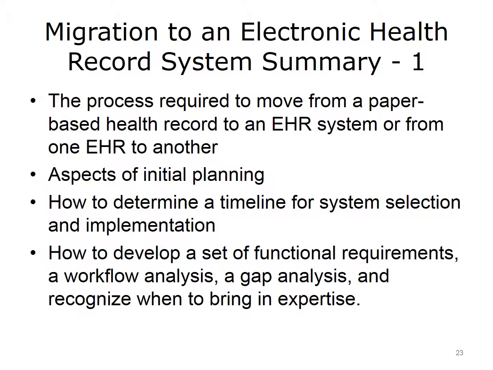This also concludes migration to an electronic health record. In summary, this unit described the process of shifting from a paper-based health record to an EHR system or from one EHR to another. Topics examined were aspects of initial planning, such as identifying stakeholders and champions, and determining appropriate members for a steering committee. Other topics examined how to define the timeline for choosing and implementing an EHR, how to define the scope of implementation, and how to build a basic strategic plan.